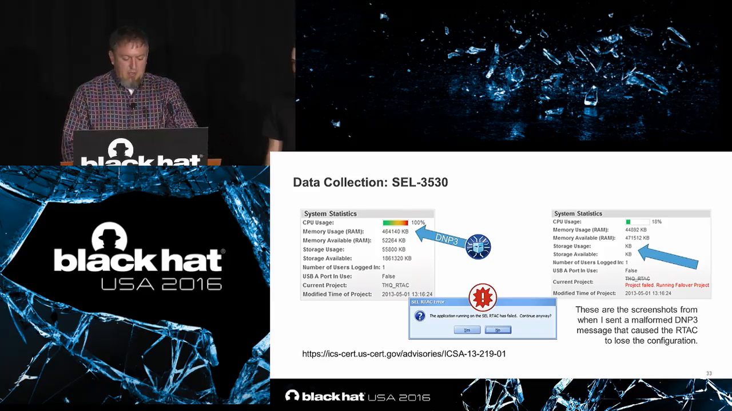So here's an example. I did some DNP3 research several years ago, and here's a screenshot. Whenever I send a malformed DNP3 packet, you can see it sent the CPU usage to 100%, and then eventually it watchdogged and rebooted. And then the next picture shows the project failed, running failover project, and storage usage and storage available went to 0.